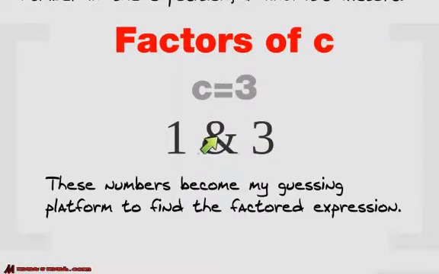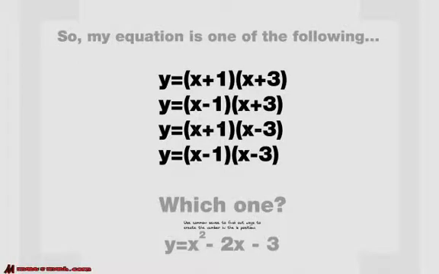Now, from there, what you do is you guess. That's my platform I jump off of with my guesses for factoring the expression. So all my expressions are going to look something like this. Which one is it? It could be x plus 1 times x plus 3, x minus 1 times x plus 3, x plus 1 times x minus 3, or x minus 1 times x minus 3. So it's one of those 4 options, because all I did was take the factors of 3, that's the trick. Now, which one is it? Well, in order to do that, what you can do is just do the distributive property, and then do the distributive property again.